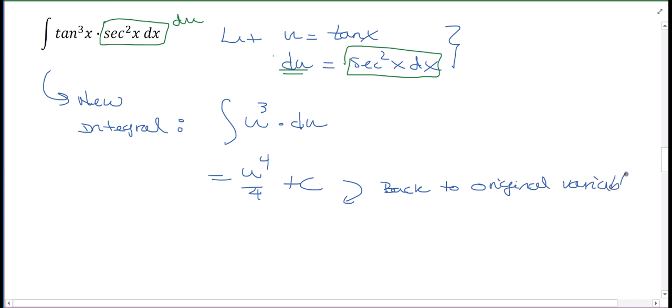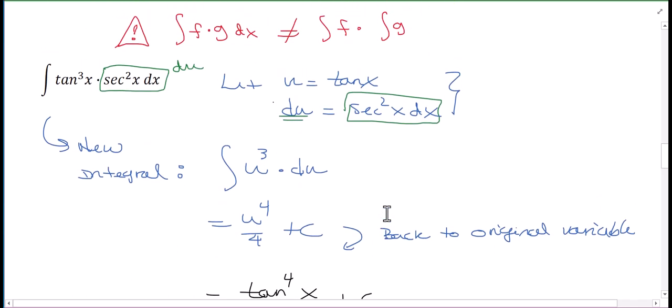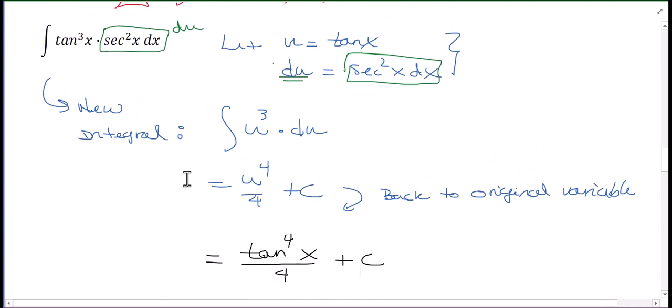Back to the original variable. Unless you have limits of integration, you can then plug in the limits. So back to the original variable, this will be u to the fourth, but what is u? u is tangent. So this will be tangent to the fourth x over 4 plus c. And now that will be the solution to that problem.